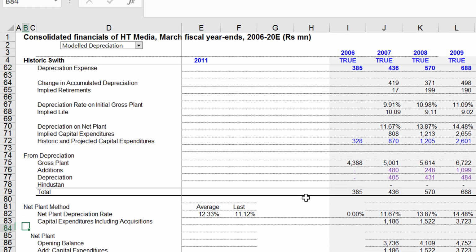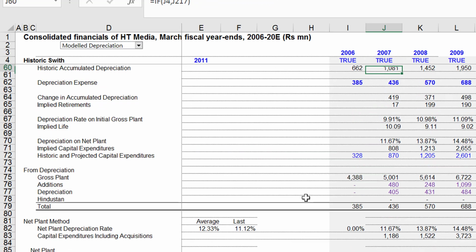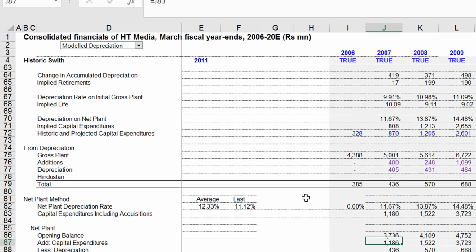All right, and then we see what our opening balance is. We add the CapEx, and then when you compute the depreciation, get it from below, but this depreciation rate has to be on the opening balance to avoid a circular reference. So if you're going to use this net plant balance, take the historic depreciation and divide it by the opening balance, not the closing balance.